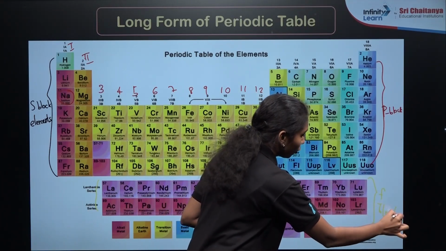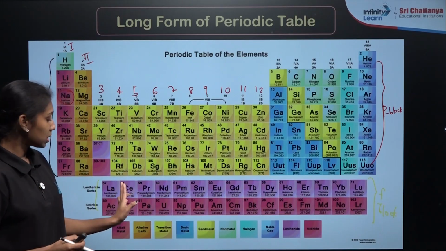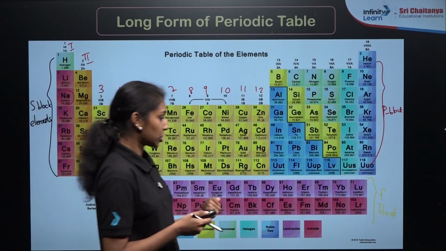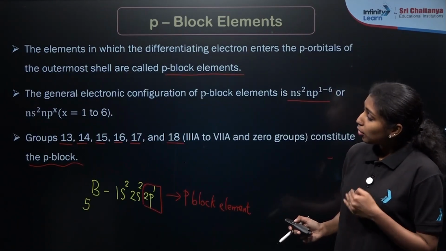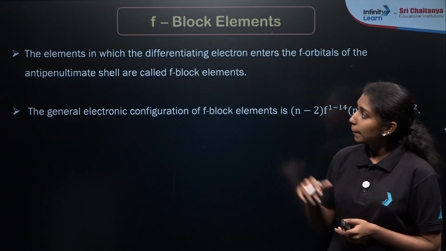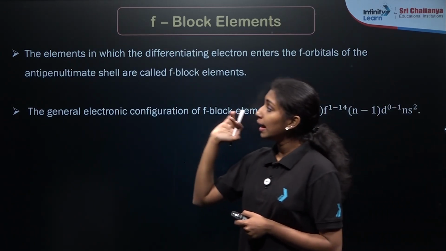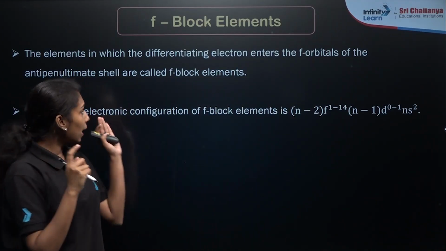If you try to write the electronic configuration, you can go to the periodic table and take any of these elements: the last electron is entering into the f subshell or f orbital, so they are known as the f block elements. The f block elements can be defined as the elements in which the differentiating electron enters the f orbital of the anti-penultimate shell, where the last shell is known as the outermost shell.